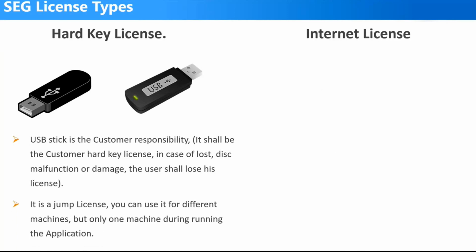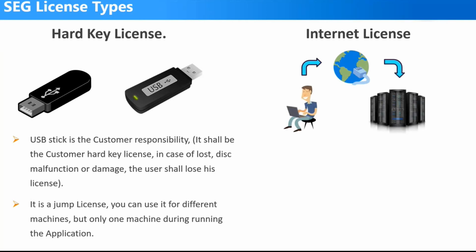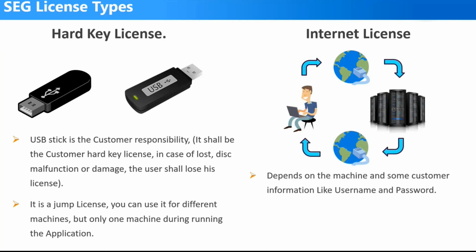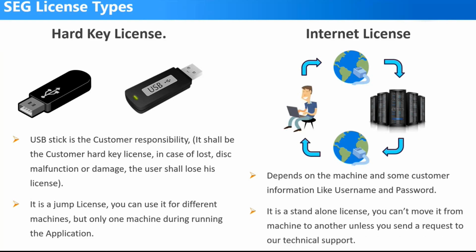The second type of license is the internet license. In this case, the user should be connected to the internet to be able to run SEG software, and we have many different options in this type of internet license.